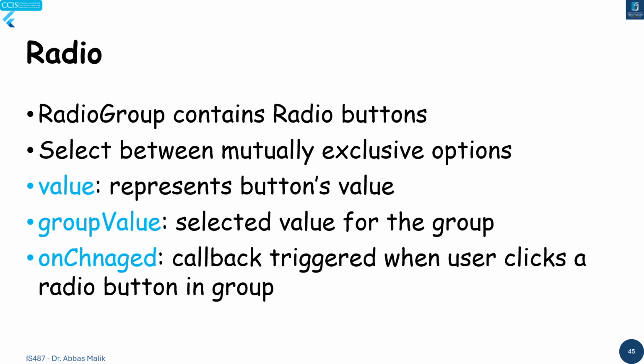So value represents the current button value. Whatever the value, we can assign different values. We can even assign integer values or string values. Again, we have the group value, the selected value for the group. We have multiple buttons inside the group, so what is the current selected value for that group? That goes into the radio group, and we call it a group value. And then onChanged means whenever a different selection has been made in those radio buttons, then that will be triggered. We can trigger that method, the onChanged.